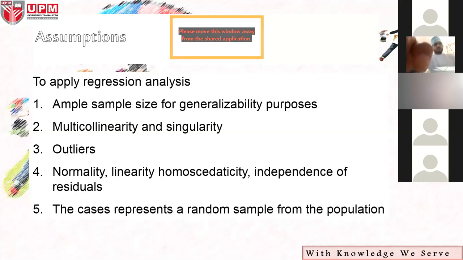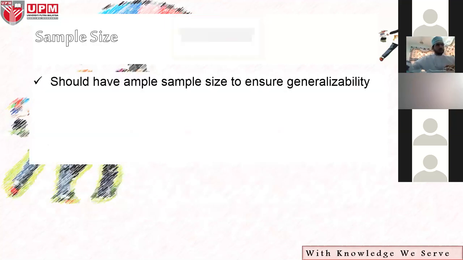Okay, and then the cases also must represent a random sample from the population. Okay. And then in terms of the sample size, it must be ample sample size to make sure the generalizability. This is based on the rule of thumb, 15 respondents per predictor. This is based on Stevens. Stevens indicates that if let's say you have 2 IVs, meaning that you need to have 30 respondents in your study. This is the rule given.